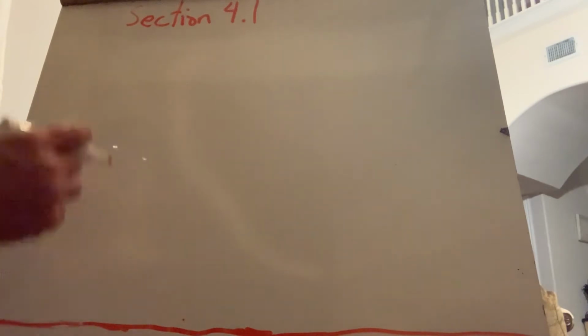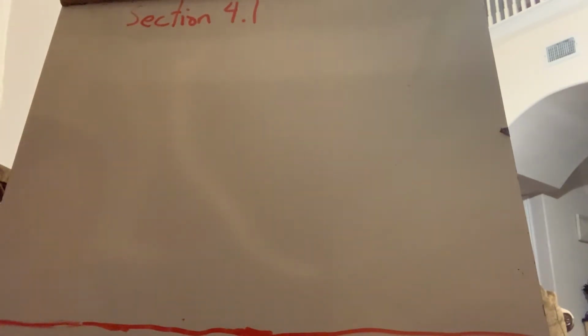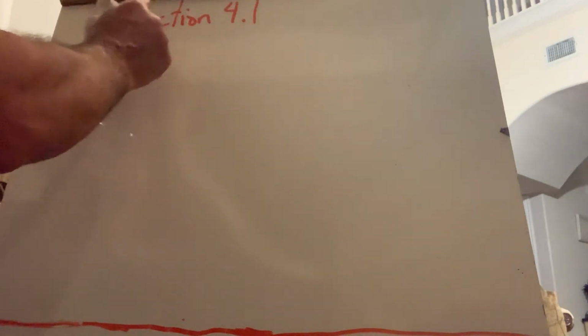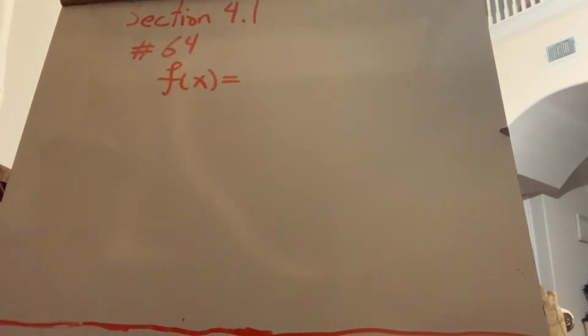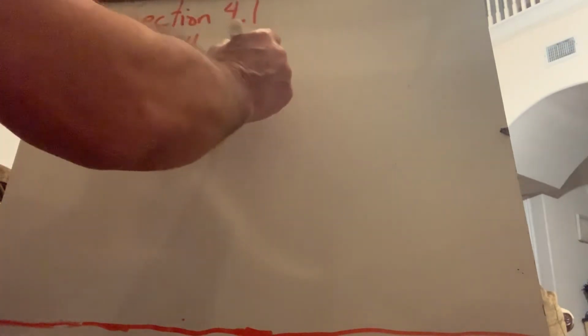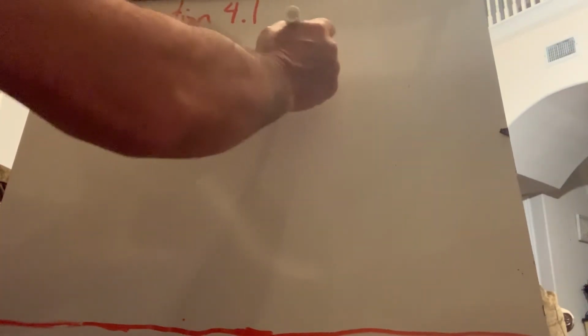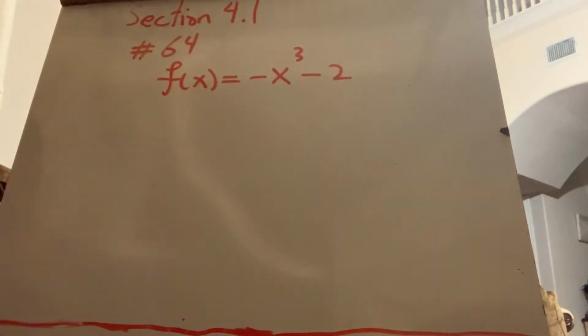Okay, this is again section 4.1, and we're going to do problem number 64. So this is number 64. Your function f of x is given to be negative x cubed minus 2. And they want you to find the inverse of this function.